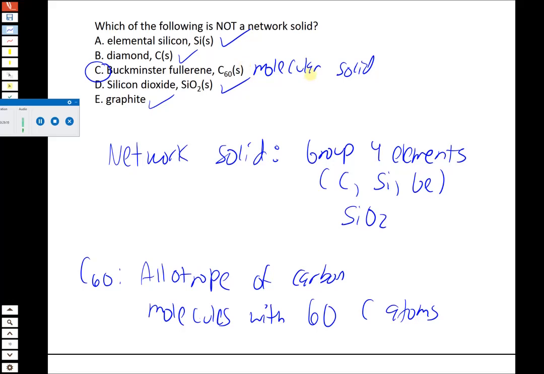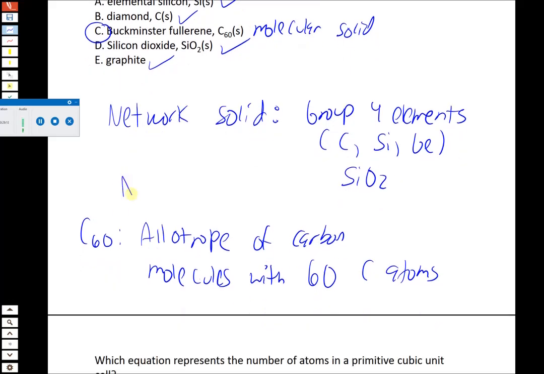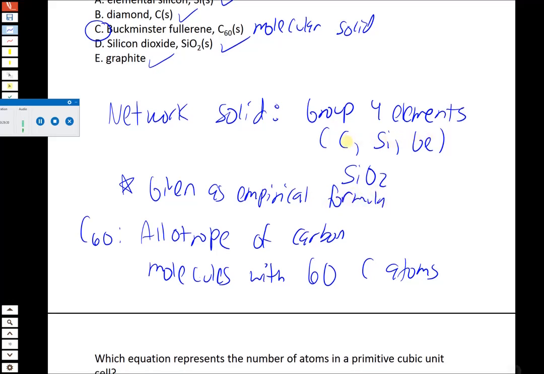One dead giveaway is that network solids, no matter what they are, are going to be given as an empirical formula. Again, these are three-dimensional, sort of infinite structures, so it doesn't make sense to give the full formula. You just give the empirical formula for any network solid. So when we talk about carbon, silicon, germanium, those formulas are just C, Si, Ge. And then you have SiO2, the empirical formula for silicon dioxide, even though, again, it's an extended array of silicon and oxygen that goes on forever and ever.